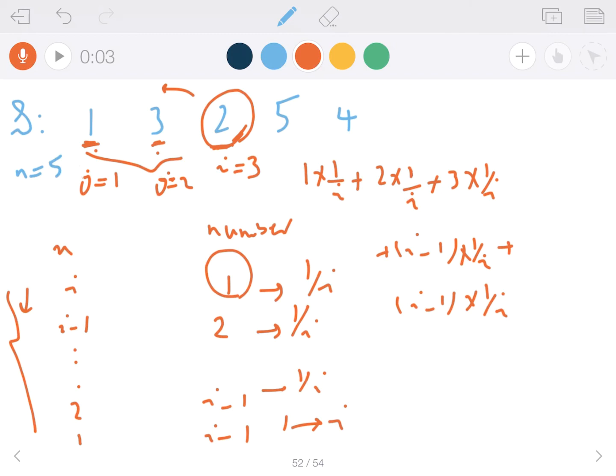If we sum all these numbers together, this will be equal to the summation of k, with k equal to 1 going to I minus 1, of k, plus I minus 1 divided by I, and here we have 1 divided by I. So together, this is equal to I plus 1 divided by 2 minus 1 divided by I. It's just simple math to see that this is the number.